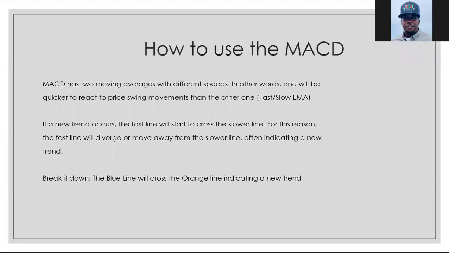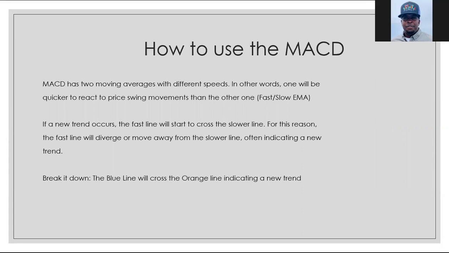So how are we going to use the MACD? The MACD has two moving averages with different speeds, a fast and a slow moving average: the MACD line and the signal line. If a new trend occurs, the fast line will start to cross the slower line. The fast EMA crosses the slower EMA. For this reason, the fast line will diverge or move away from the slower EMA, often indicating a new trend.